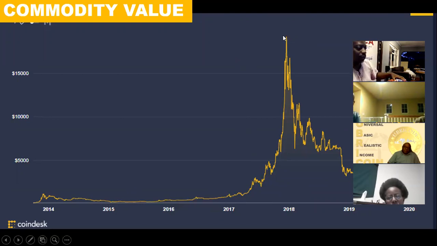That's Bitcoin in 2018, with a value of about $20,000. See, this is 15,000. That value of Bitcoin soon after that crashed. This value of Bitcoin was what's called commodity value. People were trading Bitcoin, but it had a very long takeoff, a very long runway, because there was nobody pushing Bitcoin.